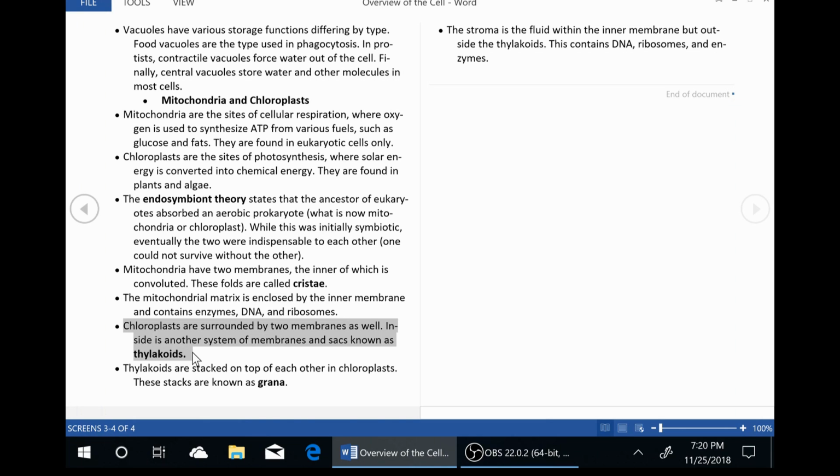Chloroplasts, on the other hand, are surrounded by two membranes, but inside the chloroplast is another system of membranes and sacs. Inside the inner membrane, that is, there are thylakoids. So these are various membranes and sacs. And so these sacs are often stacked on top of each other. And so we like to call each of these stacks grana, or individually we call one stack granum. The stroma is the fluid within the inner membrane but outside the thylakoids. And so this is where the DNA, ribosomes, and enzymes are located.